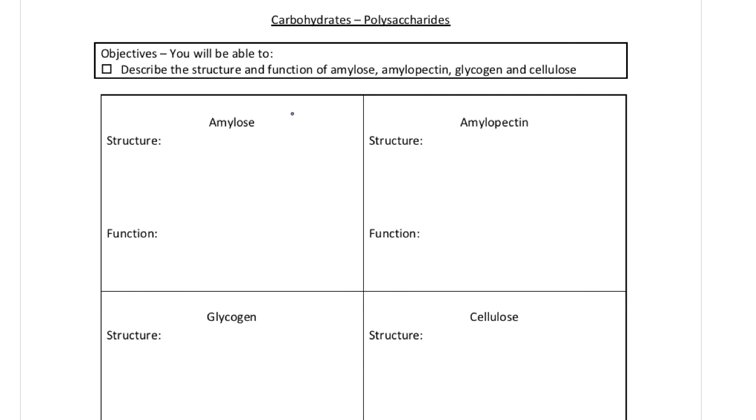Let's start with amylose and amylopectin. Both of these are what we think of as starch. Their function is energy storage for plants. But they differ in just how they're structured.